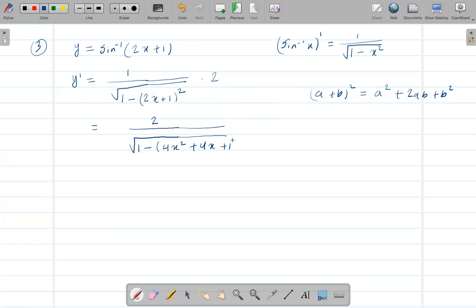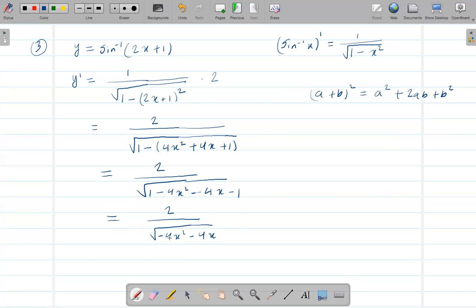And we have to distribute this negative to all of that, so it will give us square root of 1 minus 4x squared minus 4x minus 1, right? The 1 and the minus 1 are gone, and we'll have negative 4x squared, negative 4x. I'm doing lots of algebra here. Now I can factor out 4, so it will be square root of 4 times minus x squared minus x.